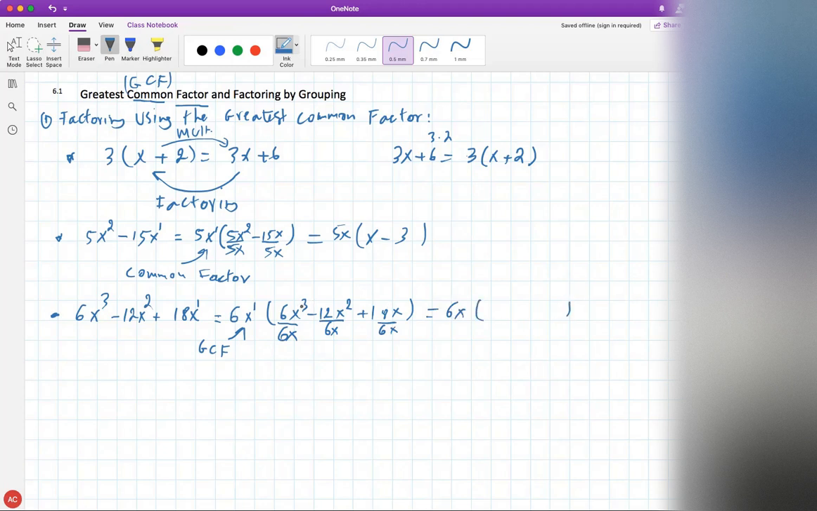So 6x to the third over 6x, that's 6 and 6 cancel out. We subtract the powers as we saw before with the rules of exponents. 3 take away 1, so that's x to the second. What else? What do we get from this subtraction here?